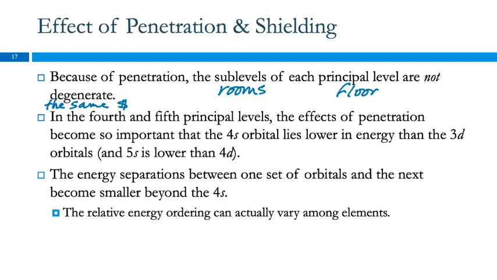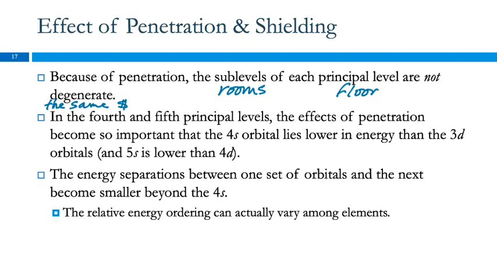When we get up to the 4th and 5th principal levels, the effective penetration becomes so important that the 4s orbital is actually lower in energy than the 3d orbital, and then things get all wonky, right? And there's different ways for remembering what the order is. I'm not going to show you any of the trick ways. I'm going to show you that it's all on the periodic table.